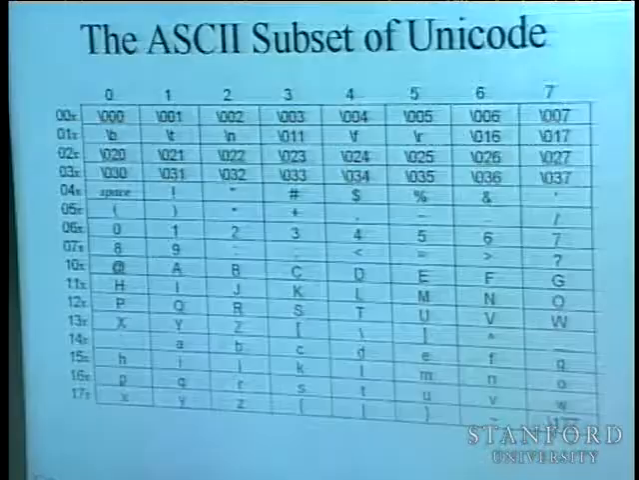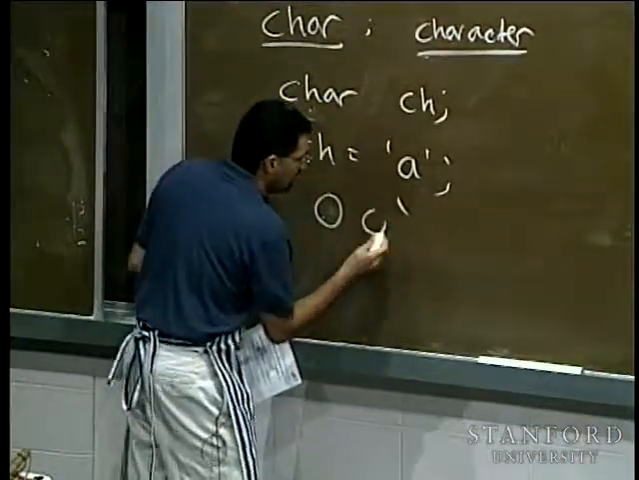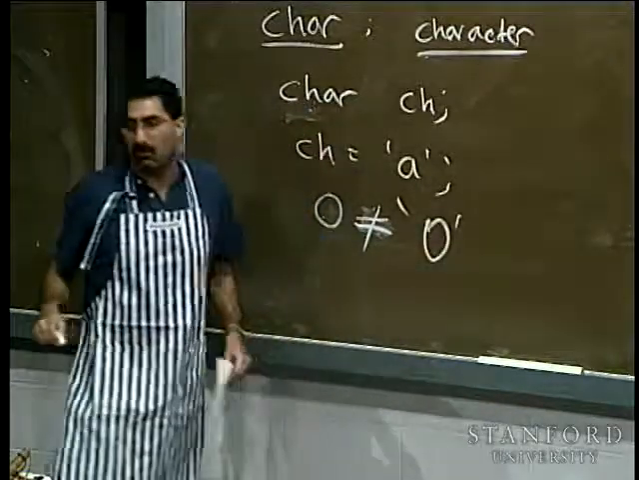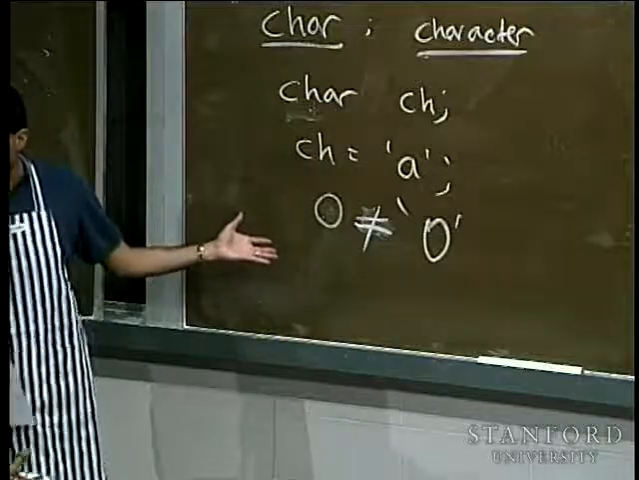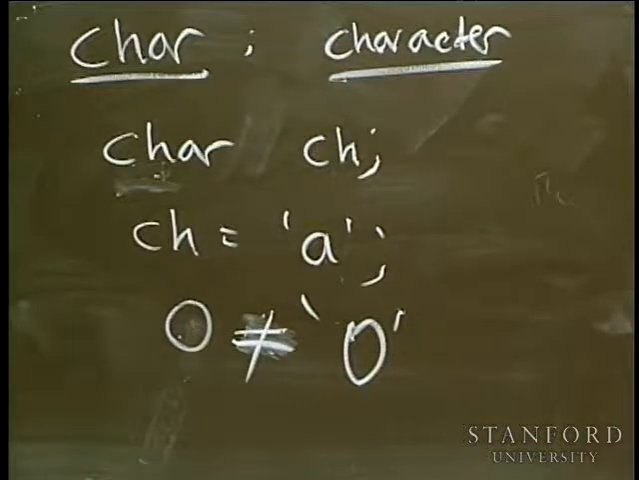That's not the same thing as the number 0. So it's important to distinguish that the number 0 that we think of as an integer is not the same thing, so I'll write not equal, as the character 0 when we put it in single quotes. And that's true for all digits, okay? And this chart you don't need to memorize. You don't need to care about what the actual numbers are.